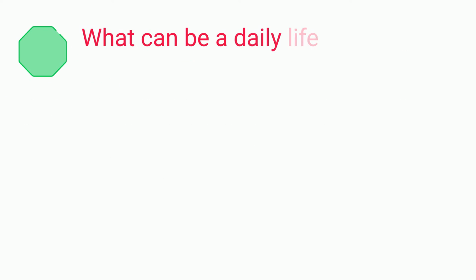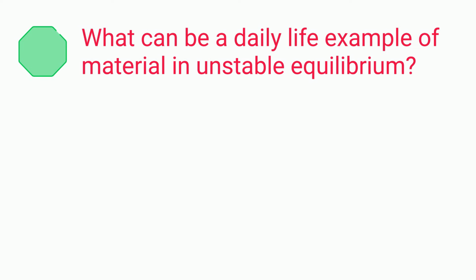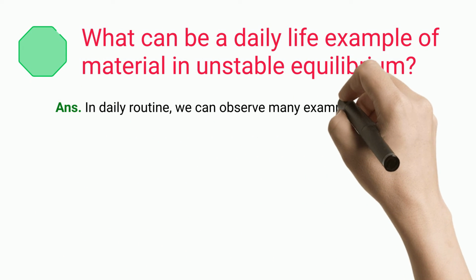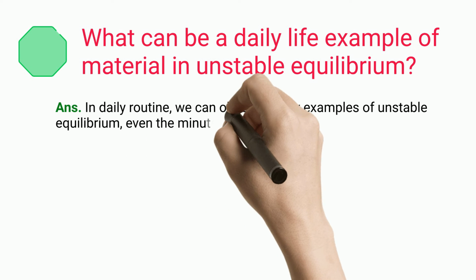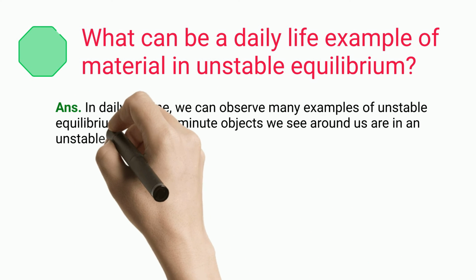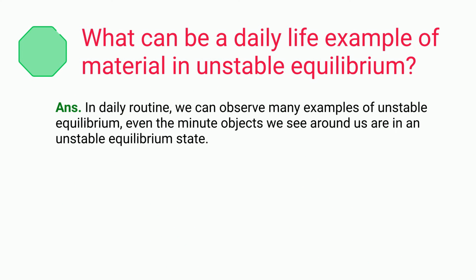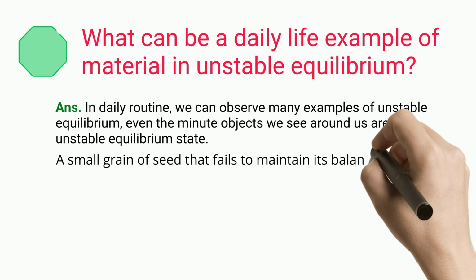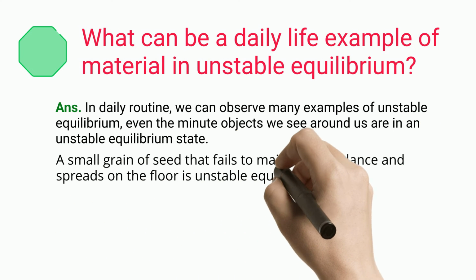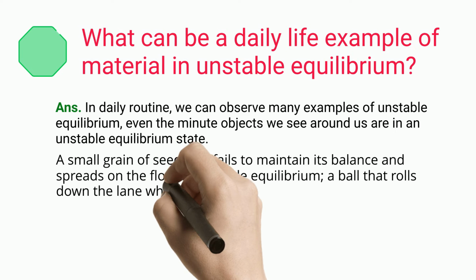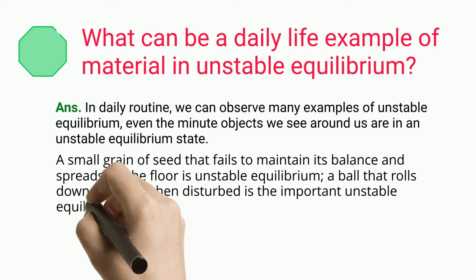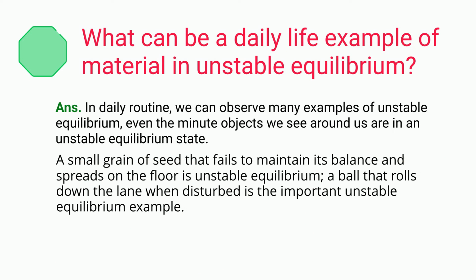What can be a daily life example of material in unstable equilibrium? In daily routine, we can observe many examples of unstable equilibrium. Even the minute objects we see around us are in an unstable equilibrium state. A small grain of seed that fails to maintain its balance and spreads on the floor is unstable equilibrium. A ball that rolls down the lane when disturbed is an important unstable equilibrium example.